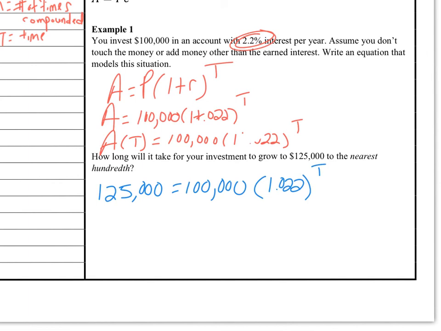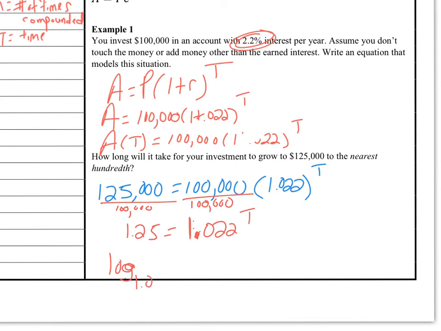So, to solve this type of problem, you're going to first divide by 100,000. Okay, question that we've solved before. So I get 1.25 equaling 1.022 to the power t. We're going to change it from exponential to logarithmic form. So this is log, log base stays the base, 1.022 of 1.25 equals t, the exponent. Log always equals the exponent.